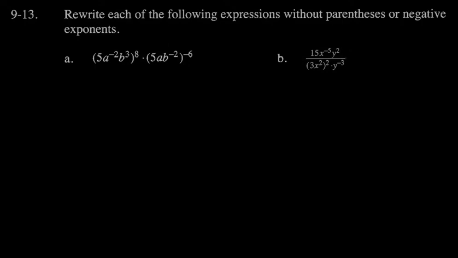So in question 13, we're given two different expressions that are just monomials, right? There's no terms at all. You can see everything is just a collection of factors that are being multiplied together. And we're asked to rewrite these expressions without the use of parentheses or negative exponents.